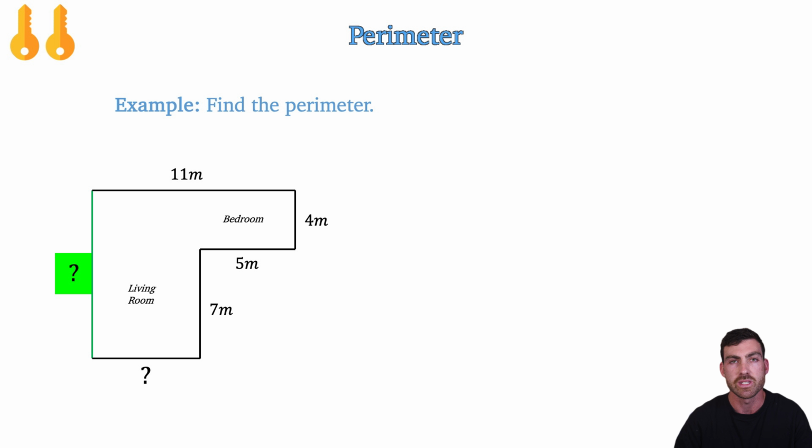Let's start with this missing side. Notice how this 4 meter side matches up perfectly with this section here, because opposite sides of rectangles are equal. In the same way, this 7 meter side is the same as this other section, again, opposite sides are equal. So if we add 4 plus 7, we'll get the full length, 11 meters for the missing side length.